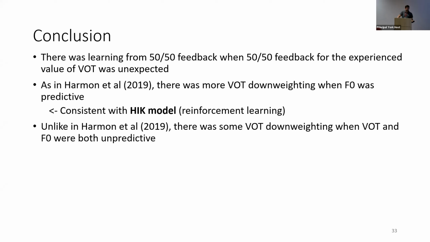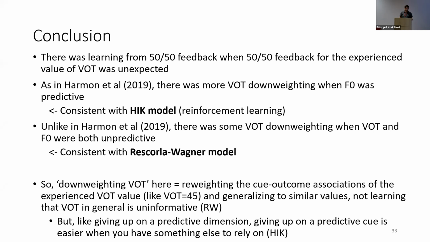But unlike in that study, we did see some VOT downweighting when VOT and F0 were both unpredictive, and that's consistent with Rescorla-Wagner. So what we think is going on here is that downweighting VOT here is basically just reweighting the Q-outcome associations of the experienced VOT value, like VOT 45, because they're just encountering a single value. They're not generalizing to all values of VOT. They're just generalizing to similar values. They're not learning that VOT in general is uninformative. They're reassociating 45 and similar values with BA, or 5 and similar values with PA.